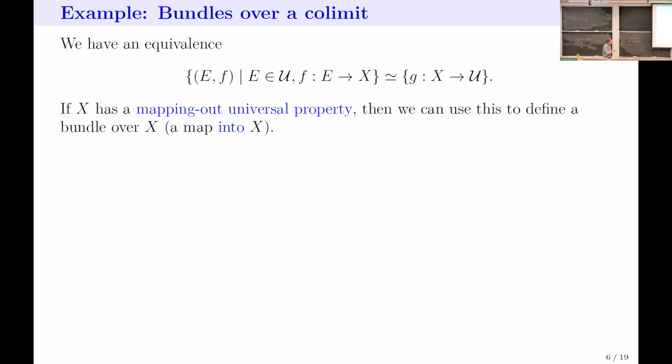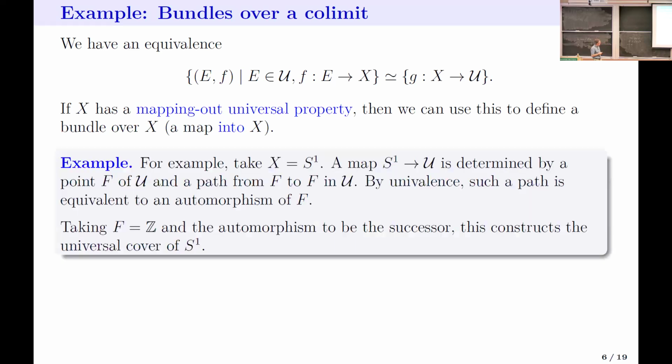So if you wanted to construct a bundle over X, but X is something that has a mapping out universal property, some sort of colimit, it's hard to do it directly from the left-hand side point of view, but the right-hand side is perfectly set up to try to map out of X. So as a simple example of that, if we take the circle, and if I wanted to define a bundle over the circle, I can define a map from the circle into the universe.